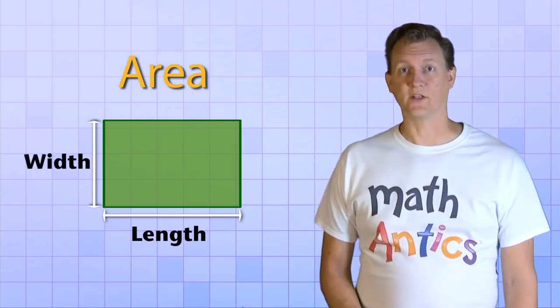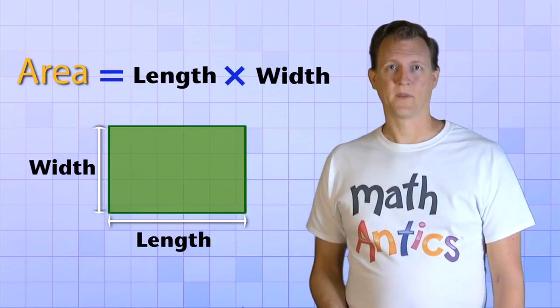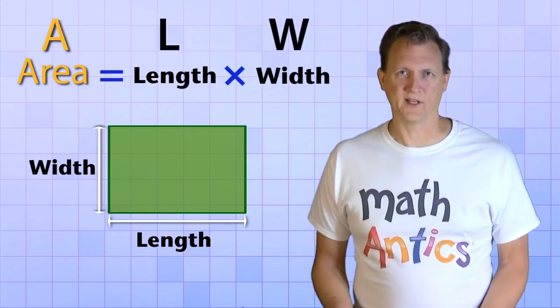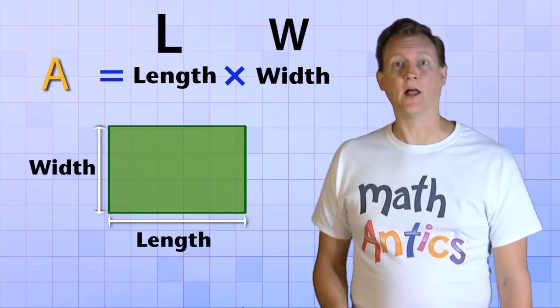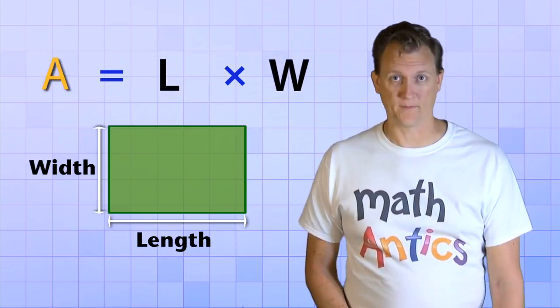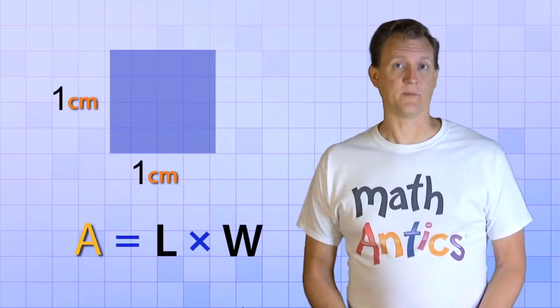So the formula looks like this. Area equals length times width. But it's often written with just the first letters of each word as abbreviations: A for area, L for length, and W for width. So let's see if that formula works for our original square centimeter.